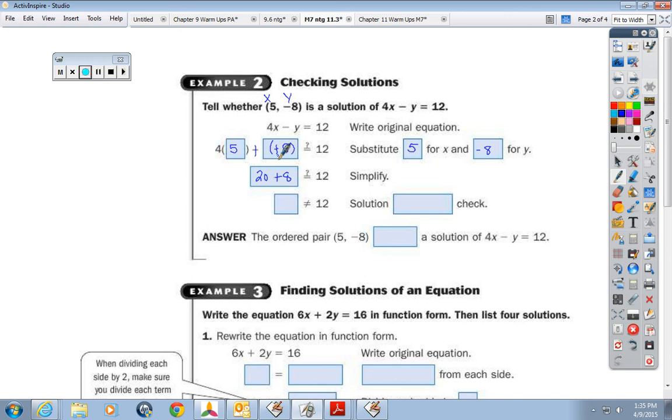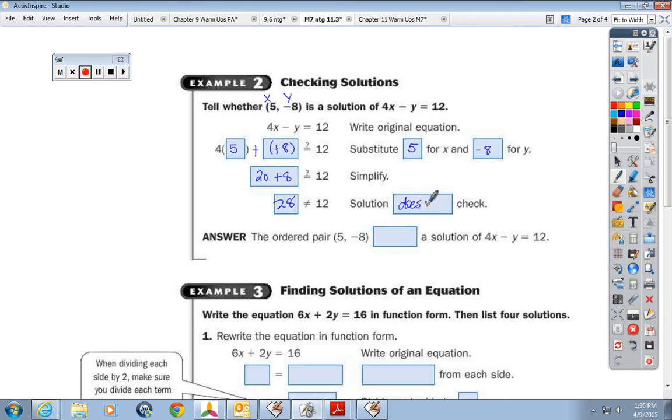Knowing the rules without a calculator, how to add, subtract, multiply, and divide positive and negative numbers. Okay, so what is 20 plus 8 equal? 28 does not equal 12. So this solution does not check.